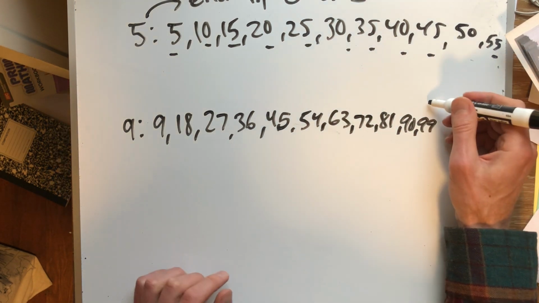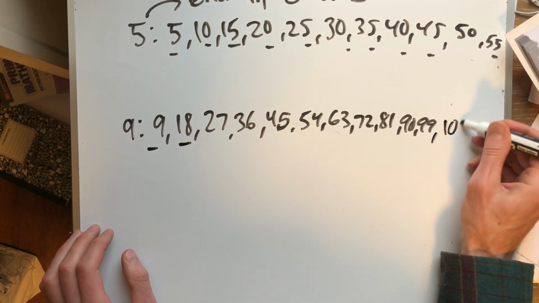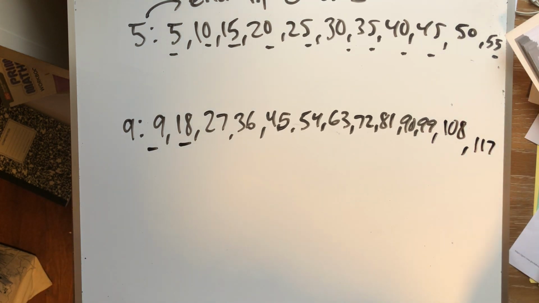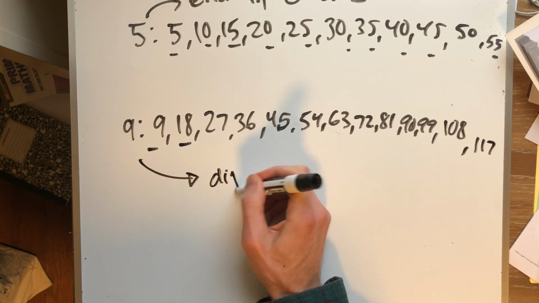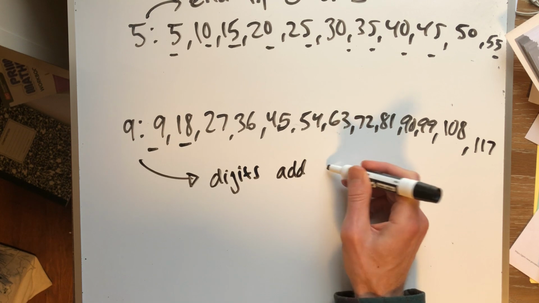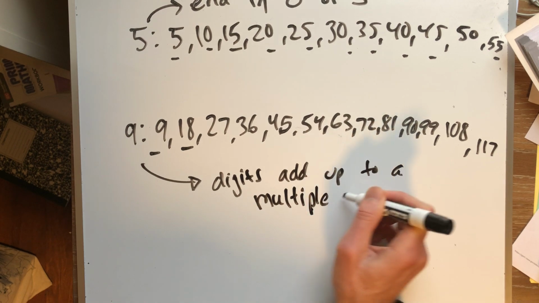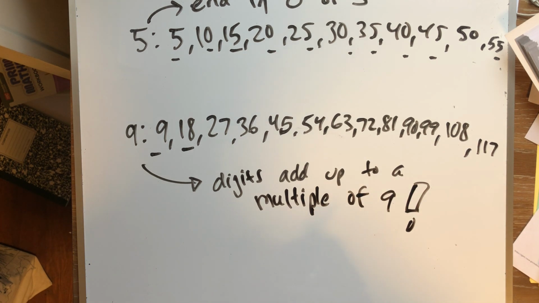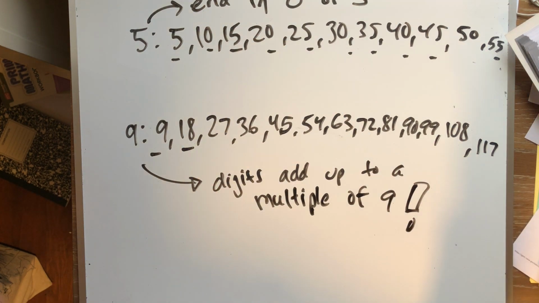9 plus 9 is 18. But 18 is a multiple of 9, isn't it? What's next? 108. 1 plus 8 is 9. What's next? 117. 1 plus 7 is 9. So with 9s, the digits add up to a multiple of 9. Which is kind of cool. So if they don't add up to 9, they'll probably add up to 18. And if you get a really big number, maybe it's 27, but it's basically always 9 and then sometimes 18.